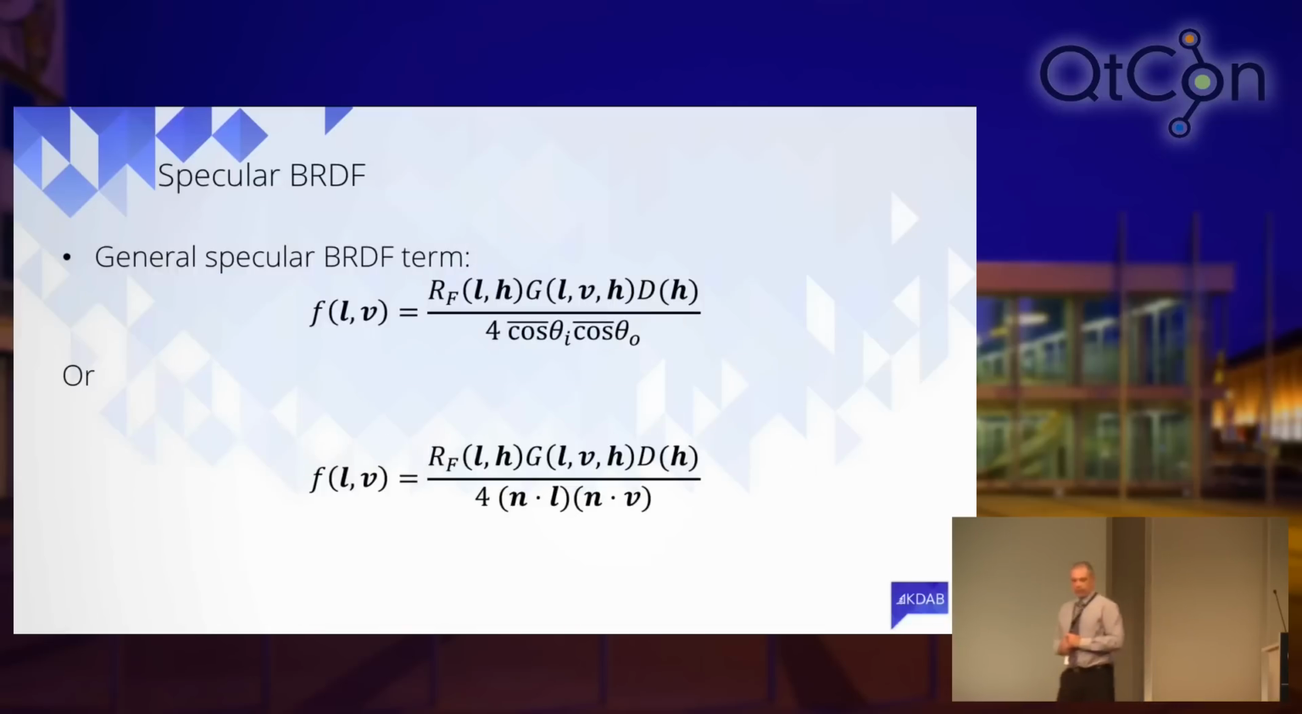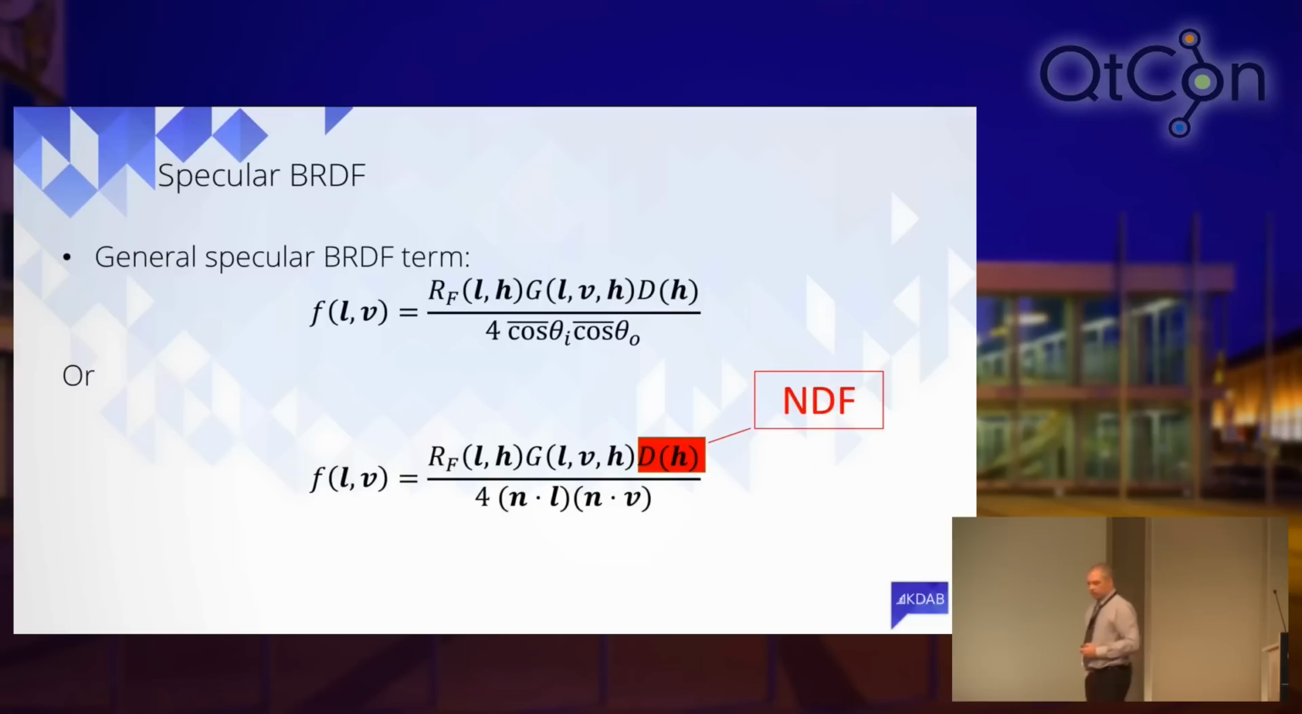Now, some very clever people sat down and came up with a completely generic form of a specular BRDF, and it takes this form here. So the bottom one is more like how you would write it in code, because we use dot products and things rather than taking cosines using trigonometric functions. So what do we have? We have this function D. This is our normal distribution function.